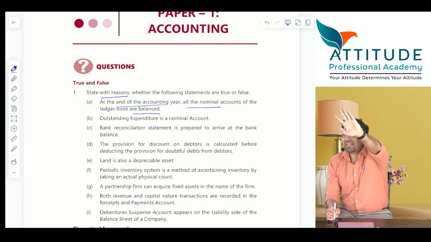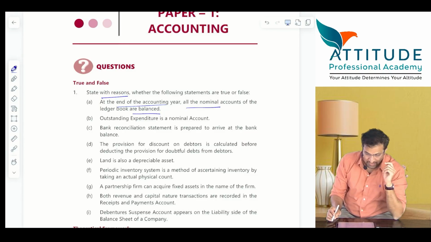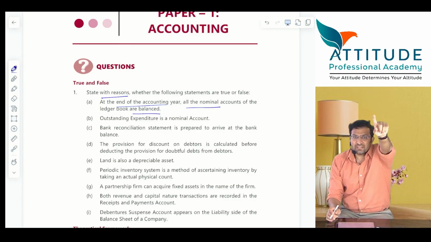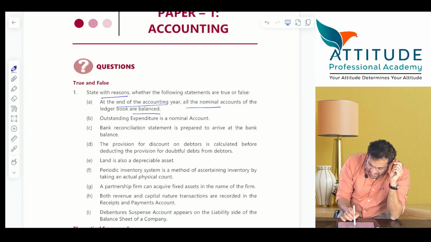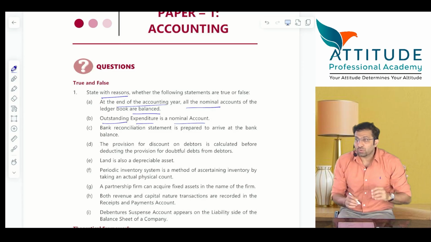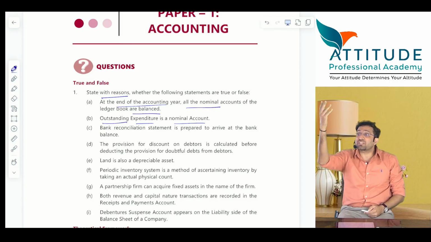Did you understand how to write? Is that clear? So there is also a way of writing. Next, question number 2. Shall we go ahead? Okay. Now you have to tell me true or false. Outstanding expenditure is a nominal account. True or false? Expenditure is a nominal account. What about outstanding expenses? Outstanding salary.